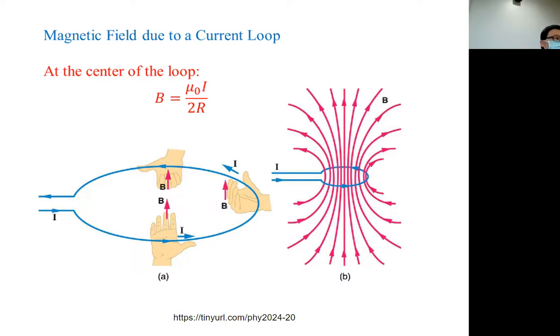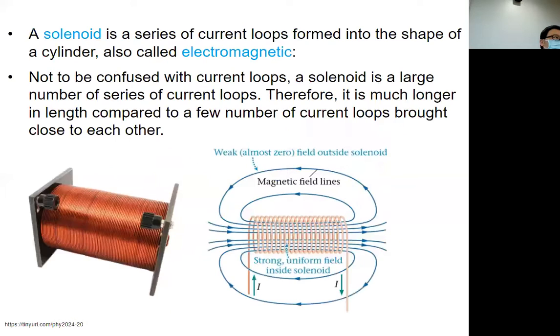Now in real world applications, usually you not only have one single loop. Usually you have a lot of loops stacked together. In this case, the figure on the left is a solenoid. Basically it's a very long wire that you wrap around a center cylinder, and then it forms a solenoid. It has many loops, and you can send in the current from the two terminals indicated by the knobs on the solenoid.